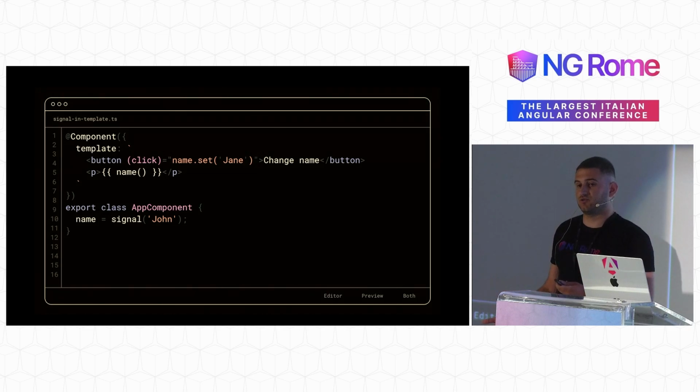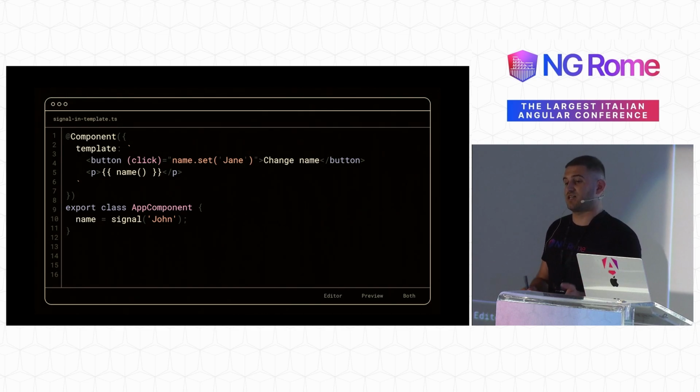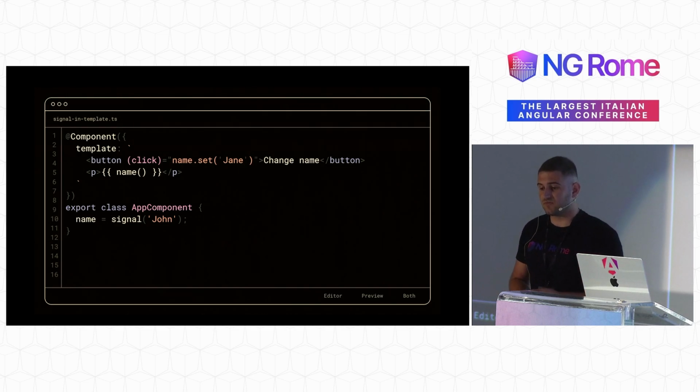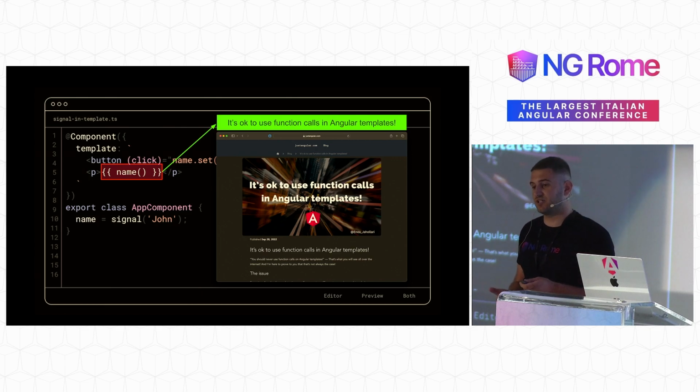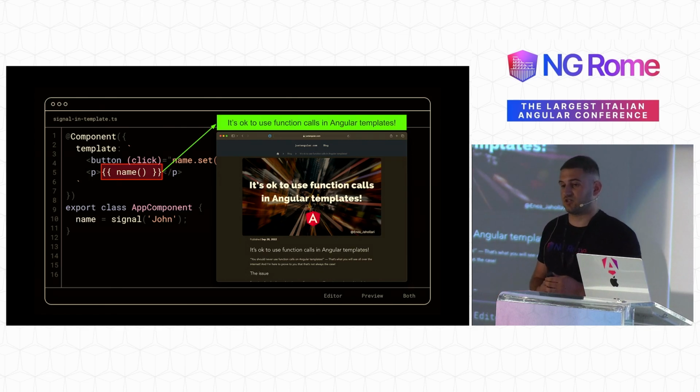And before, in order to fix that, we had to create something like a pipe to memoize the computation. I've written a blog post about it that says it's OK to use function calls in Angular templates. We go through how Angular works with pipes under the hood and how that is just a function call itself.